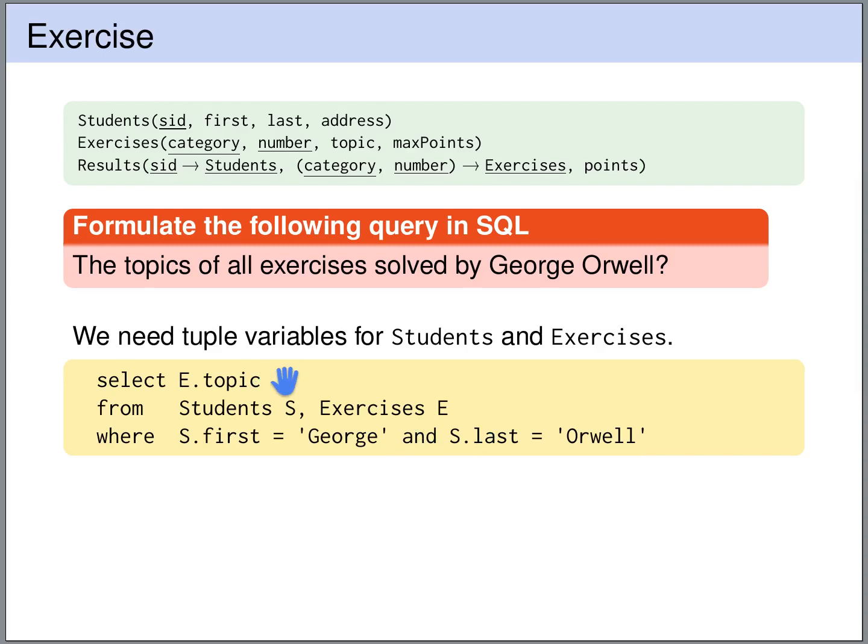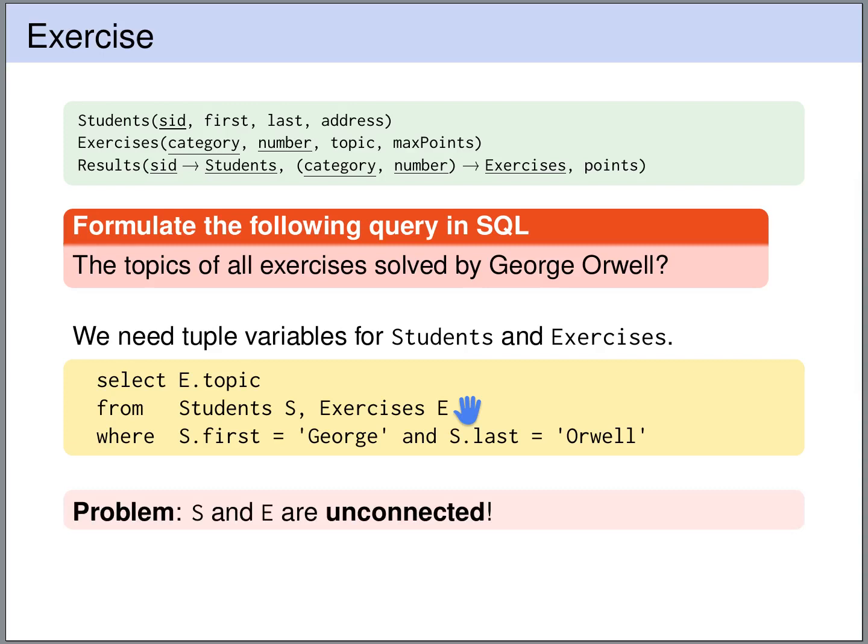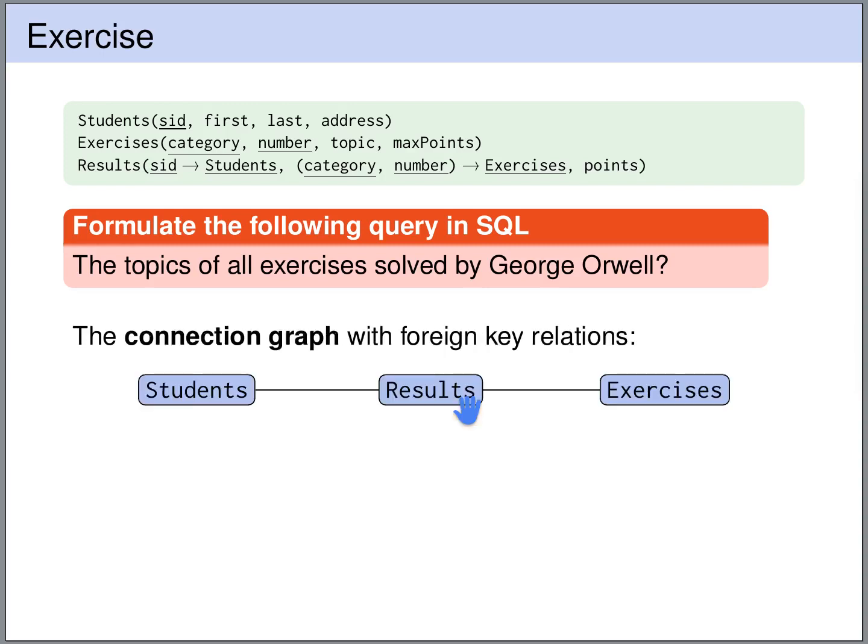But we are not done yet, because S and E are not yet connected. So at the moment, we are not only looking at the exercises of George Orwell, but at arbitrary exercises. So how do we solve this? It often helps to look at this connection graph.